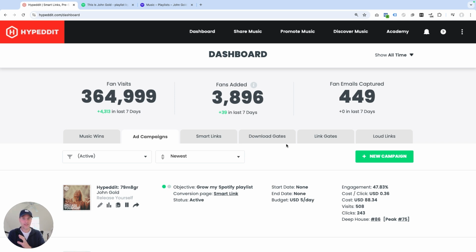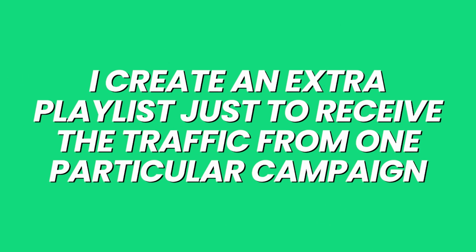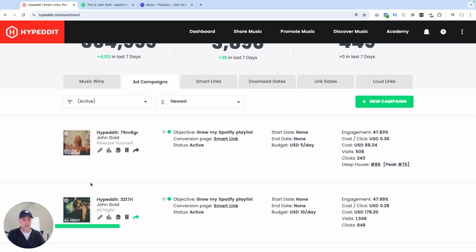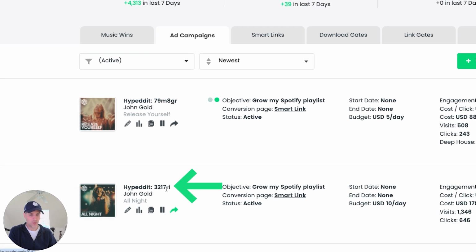or this particular campaign. And so one of the tricks that I sometimes use is I create an extra playlist just to receive the traffic from one particular campaign. And so what I did in this case here, I looked at this campaign and I literally just copied the ID of this campaign. So here's just 3217RI.